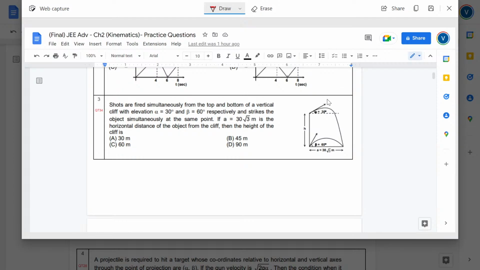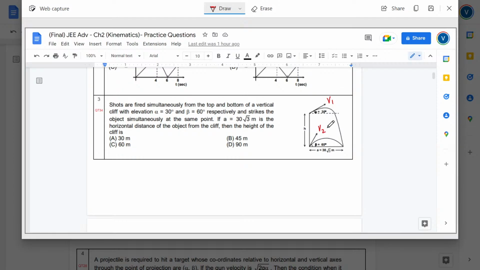Okay, so let's see, what are we given, beta? Are we given their velocities? No. Will v1 be equal to v2? Not really, right? Why? Because if they strike the object simultaneously at the same point, which means that in the same time duration they have covered this range of 30 square root 3 meters, which means v1 cos 30 times t is equal to v2 cos 60 times t is equal to distance a, which implies that v1 cannot be equal to v2 if you look at this part. Right, Peter? Yes, sir. Okay.